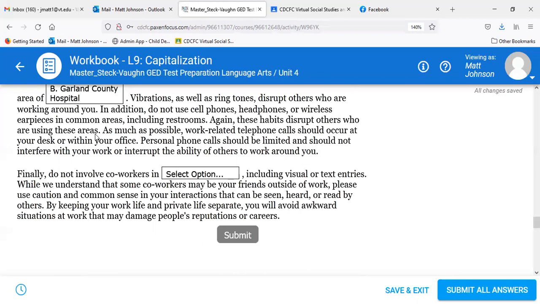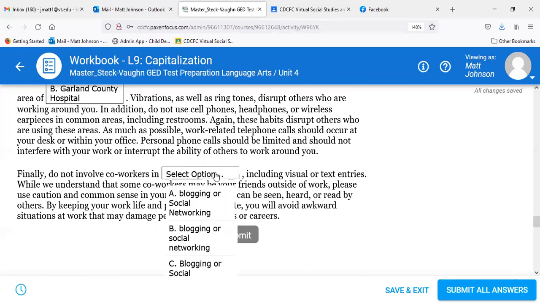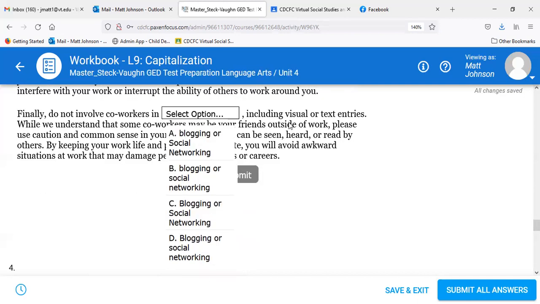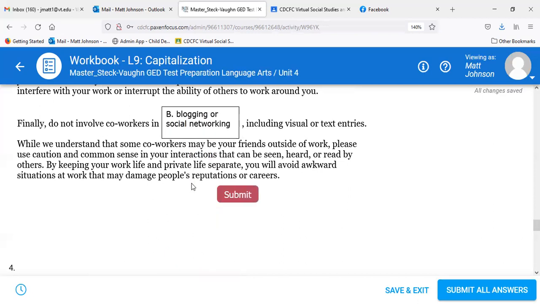Again, these habits disrupt others who are using these areas. As much as possible, work-related telephone calls should occur at your desk or within your office. Personal phone calls should be limited and should not interfere with your work or interrupt the ability of others to work around you. Finally, do not involve coworkers in blogging or social networking. Which one do we go with here? I think the answer is B, because it's not being really specific. Exactly. Perfect. Lowercase for blogging or social networking, including visual or text entries.